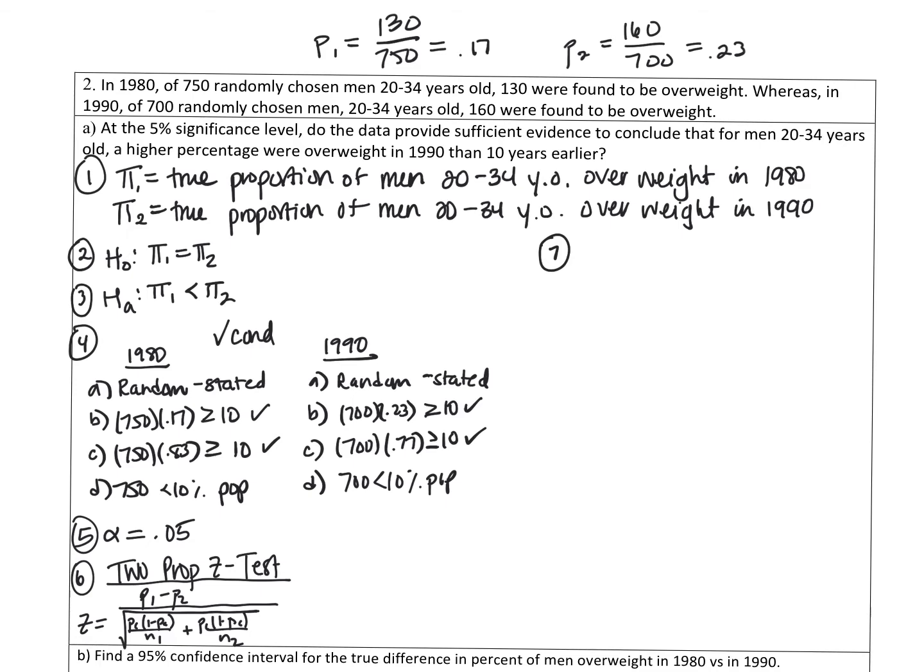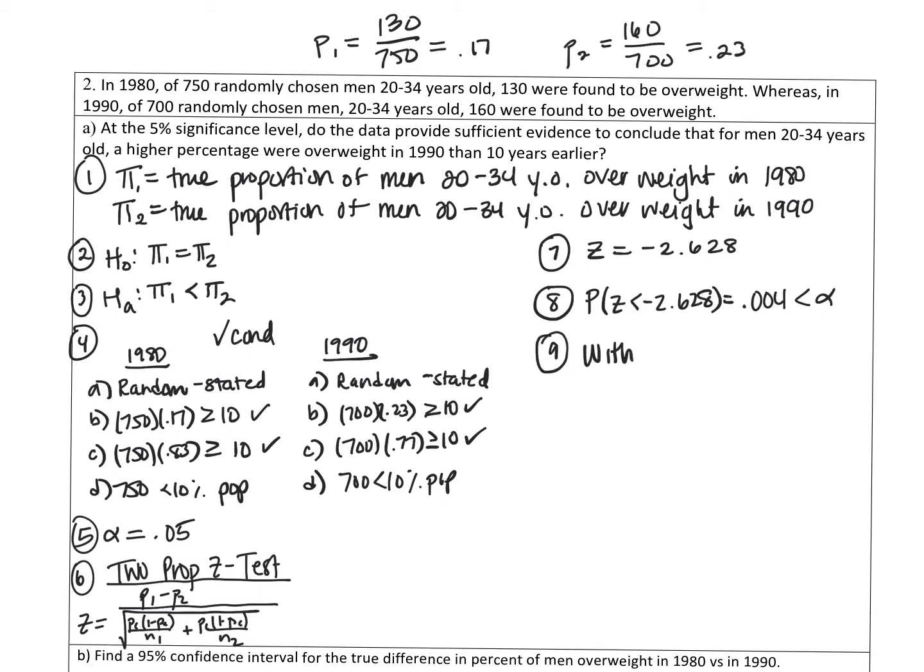All right, so for step 7, you should get that z equals negative 2.628. And so our probability statement should match step 3. The probability of z being less than negative 2.628 is equal to a p-value of 0.004, which is less than alpha. So we're going to reject the null.